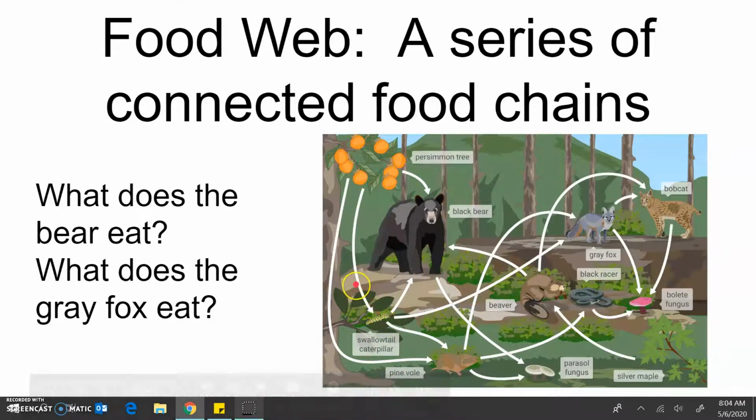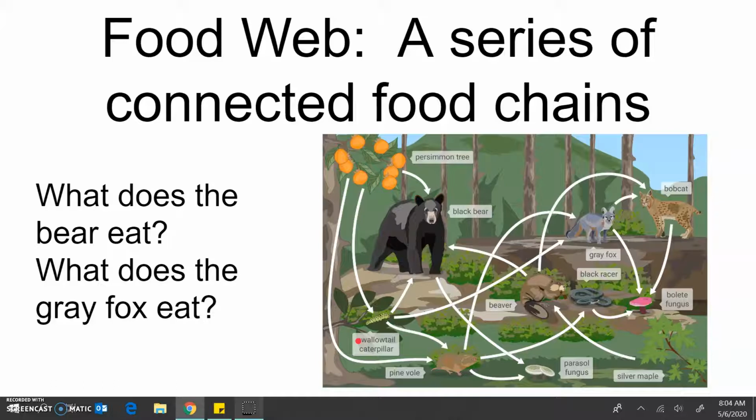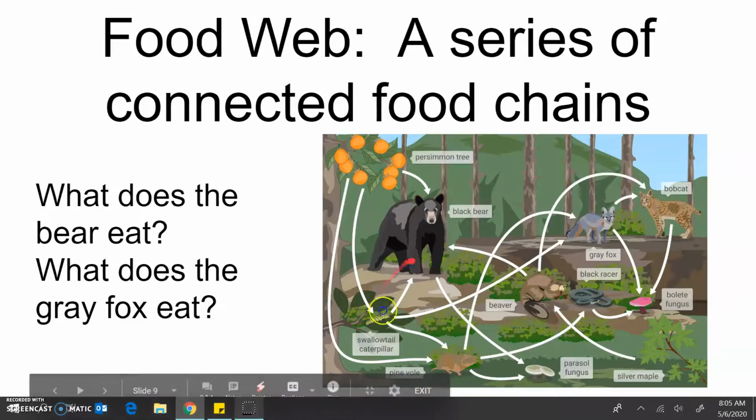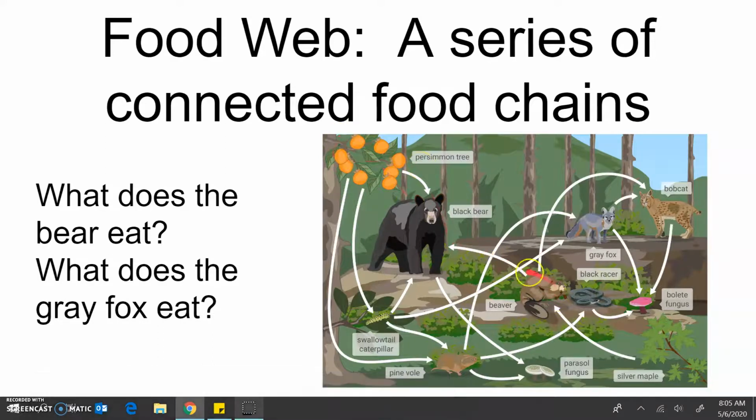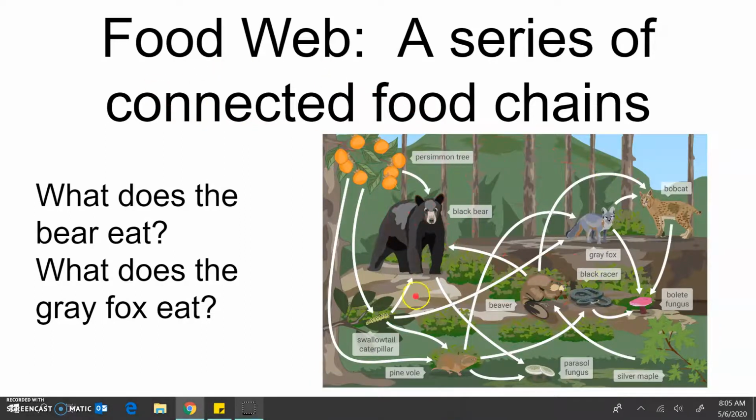If that caterpillar isn't there, then your ecosystem, your habitat, is in trouble. Then the gray fox doesn't have anything to eat, or the black bear. Maybe since that caterpillar's not there, the black bear has to eat more of the fruit trees. Or it has to eat more of the beavers, right? So all of the food webs, all the habitats, are very interconnected.